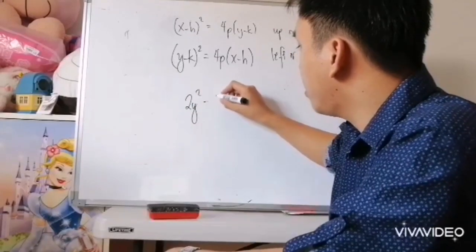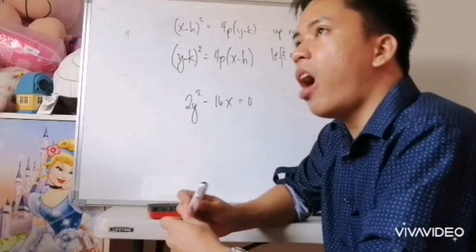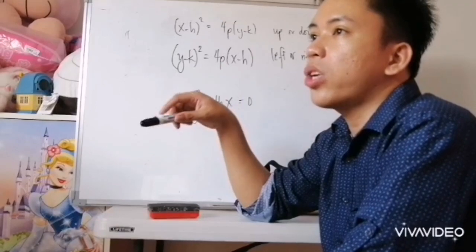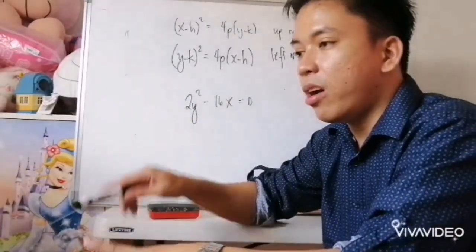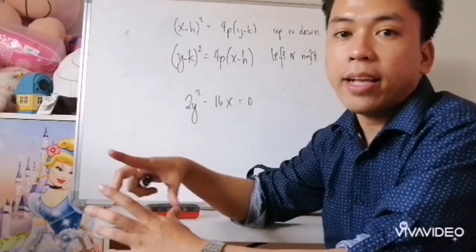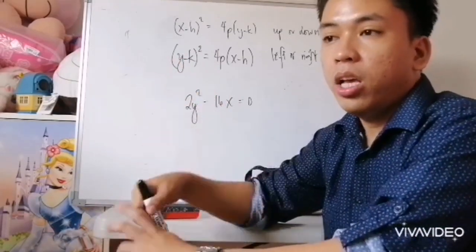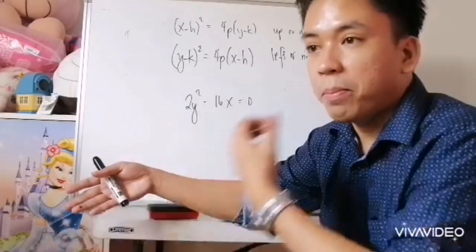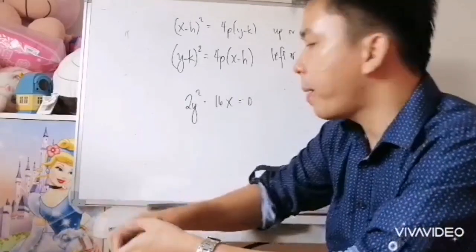2y squared minus 16x equals 0. Okay. First things first, we will have to check the equation to see if we're really dealing with a parabola. In order to check that, there are only two variables, the x and the y. You'll have to check that only one of the x and y is of degree 2 and the other one is of degree 1. Otherwise, you're not dealing with a parabola. It could be a circle or other conics.